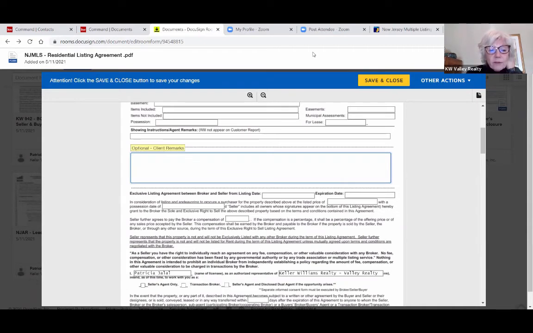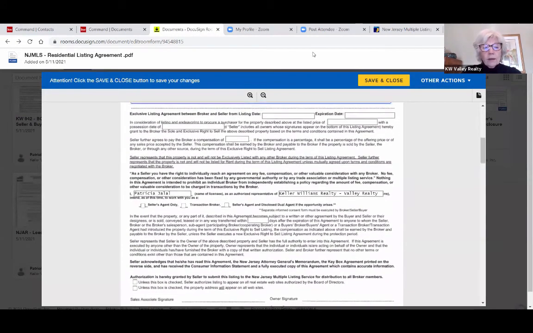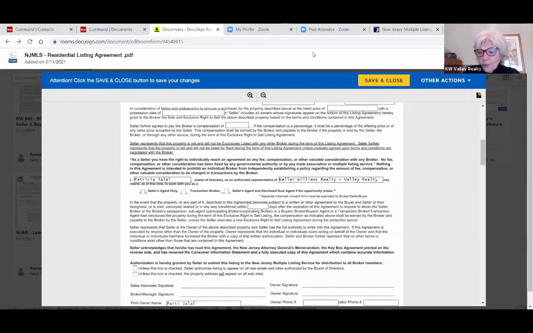The next paragraph, seller further agrees to pay the broker a compensation of 5 or 6%, depending on how good you are delivering that value proposition. Okay, so that's the whole commission. And then it goes on into agency. What's a document in New Jersey without it having multiple references to agency? And here you are going to be acting as a seller's agent and disclose dual agent if the opportunity arrives. So you would check there. Okay, everybody comfortable with that? Questions?